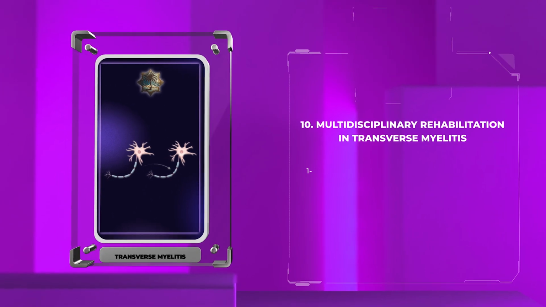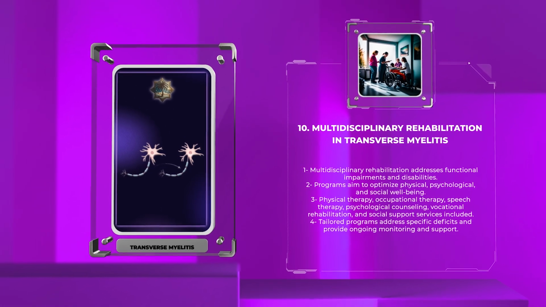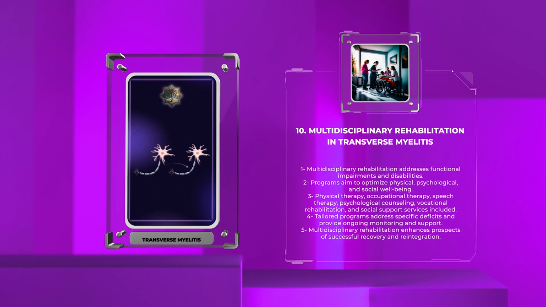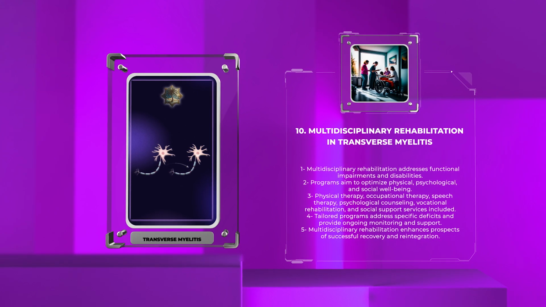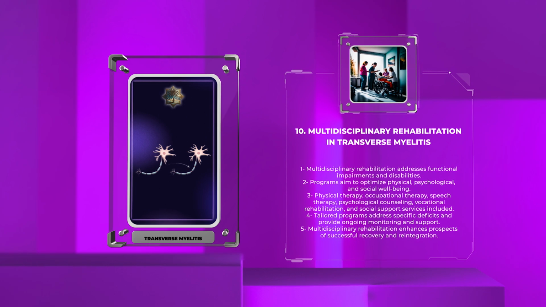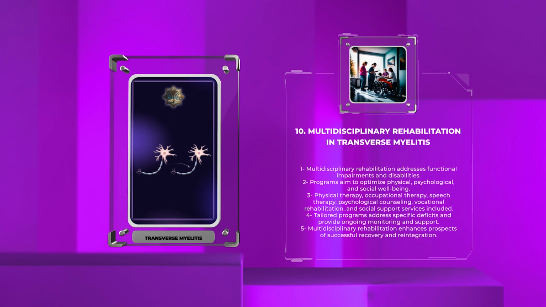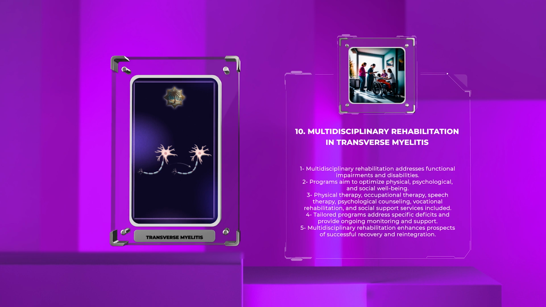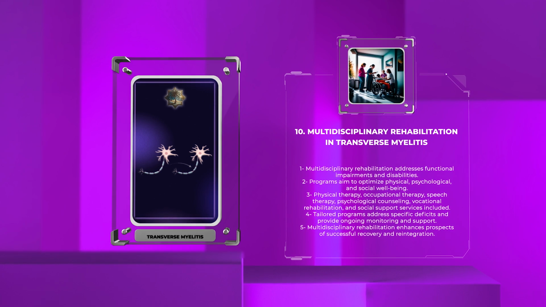Multidisciplinary rehabilitation is pivotal in addressing the functional impairments and disabilities arising from transverse myelitis. Rehabilitation programs aim to optimize physical, psychological, and social well-being, enhance functional independence, and improve overall quality of life. These programs typically include physical therapy, occupational therapy, speech therapy, psychological counseling, vocational rehabilitation, and social support services.